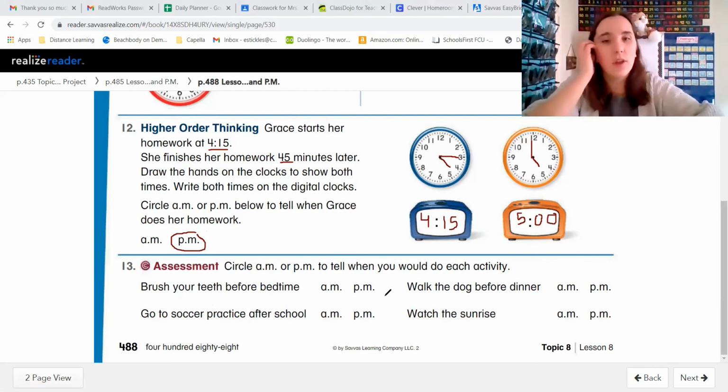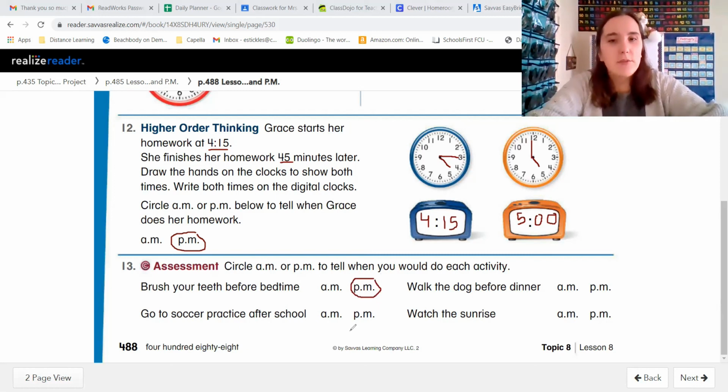Okay, last problem, friends. You are going to circle whether you think these activities are in the AM or the PM. I'm going to do this one kind of with you. So you're going to answer it first, and then I'll tell you if you're right. So, brushing your teeth before bedtime. Is that AM or PM? That'd be in the evening, so that's PM. If it's before bed, that's in the PM.